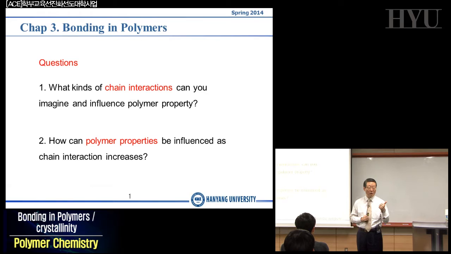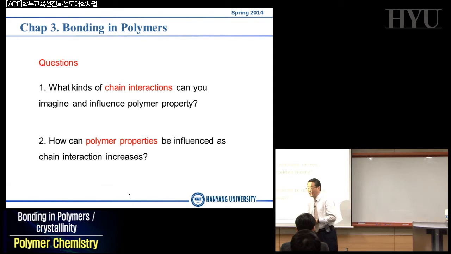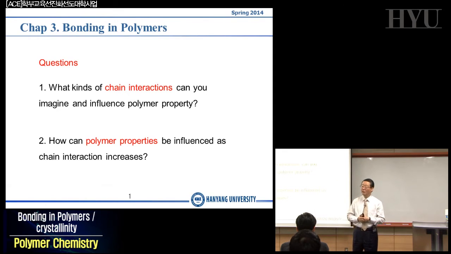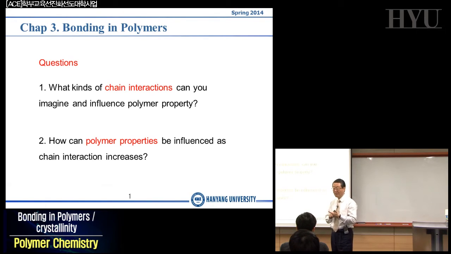So the primary bond is very strong. But what about the secondary bond? What kind of secondary bond do you know? Van der Waals force, Van der Waals bonding is important, yes. What else? Hydrogen bonding, yes, hydrogen bonding is important too. What else do you know? Ion-ion interaction or dipole-dipole interaction. So I think we can talk about the 4 important aspects of the secondary bonding.